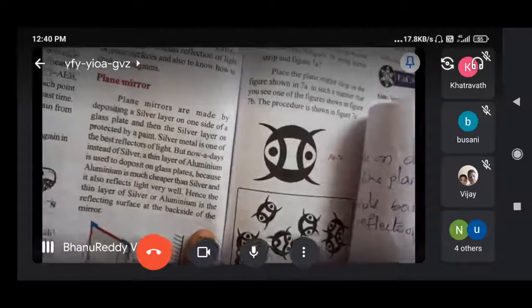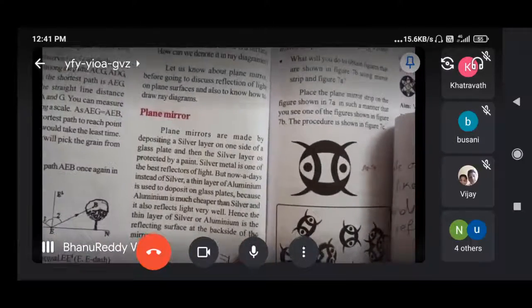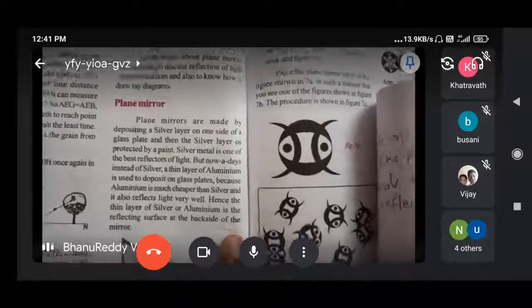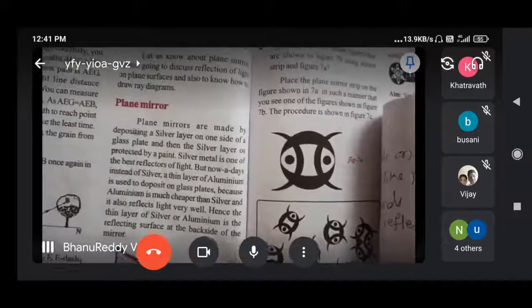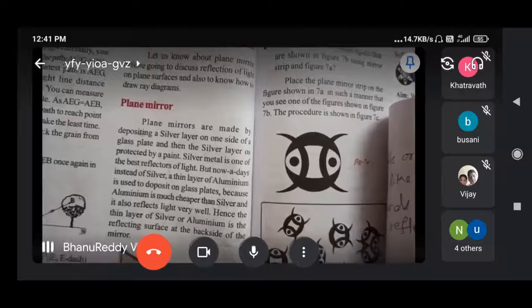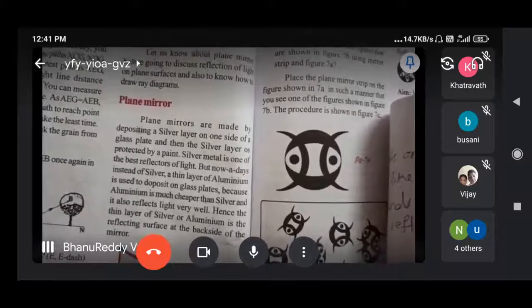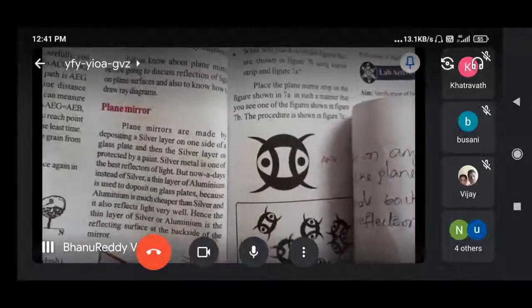So a silver layer on one side of the glass plate, and then the silver layer is protected by paint again. So one side is glass we have to select and the back side a silver layer. The back of that we have to make with paint, protected by paint.